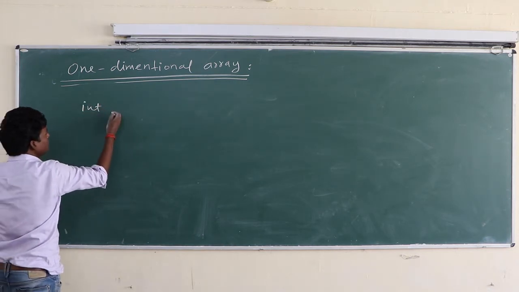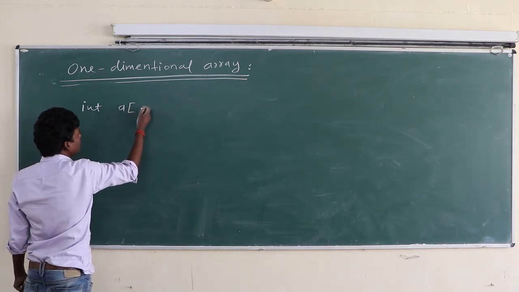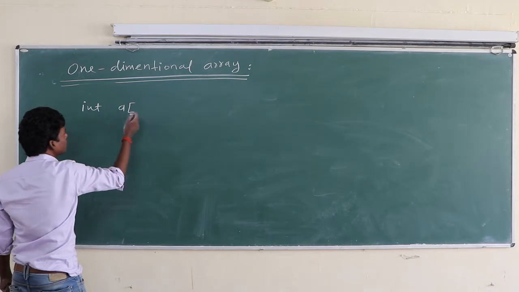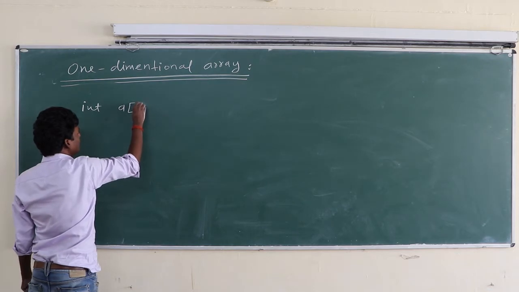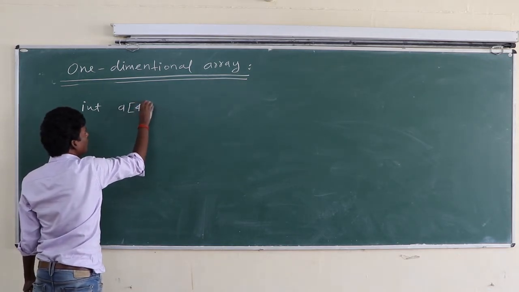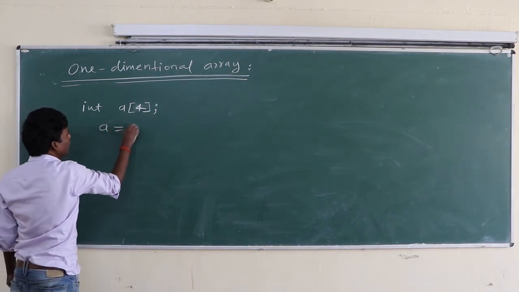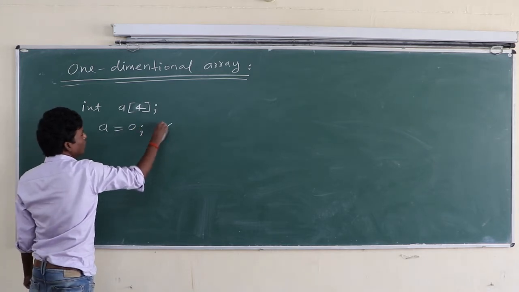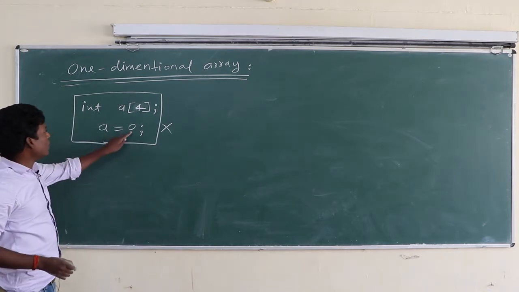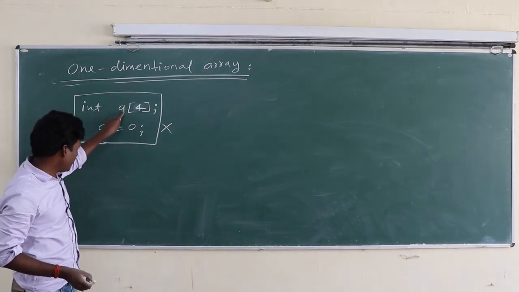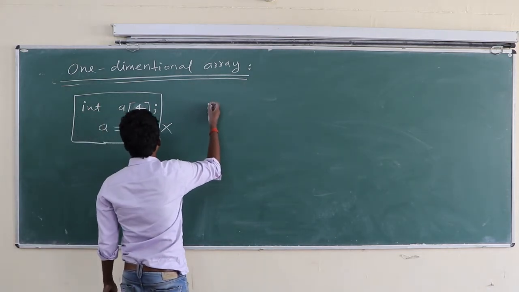int a of 4, semicolon, and you assign a equal to 0. This is wrong. If you write this, it is wrong. It does not mean all values of array a will be 0. This is a wrong assignment.